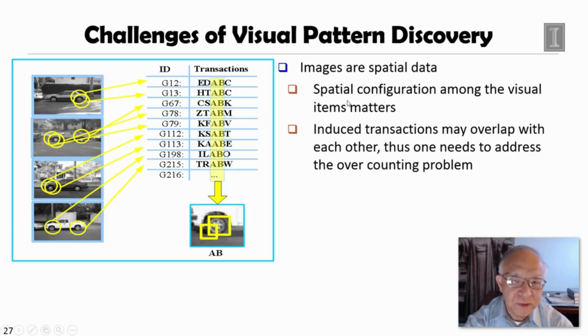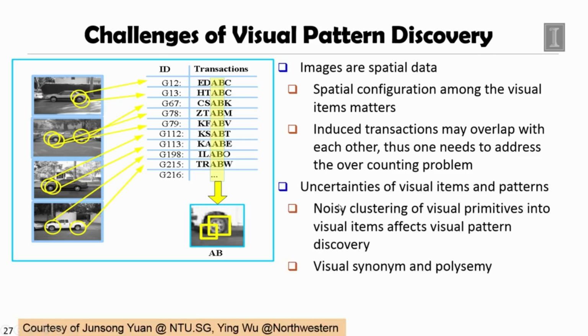The interesting thing is that because images are spatial data, spatial configuration does matter. Because sometimes those transactions are spatially very close, they may overlap each other, and then they may have an overcounting problem. For example, for this AB, in this image there's actually only one such AB pattern. But since the features are clustered together, you get two transactions, and you actually count AB twice in this picture. So there's an overcounting problem.